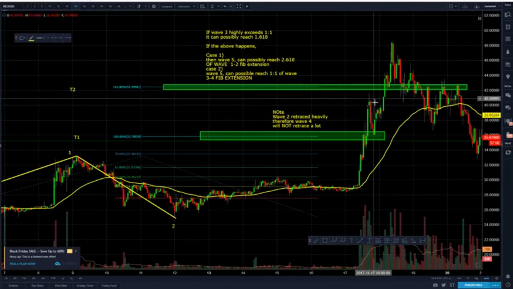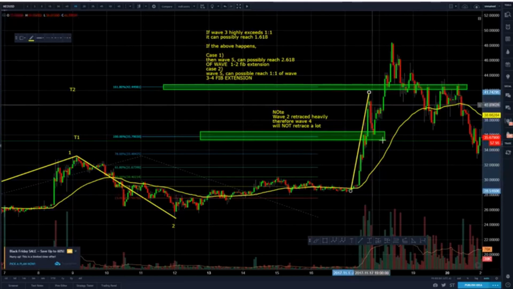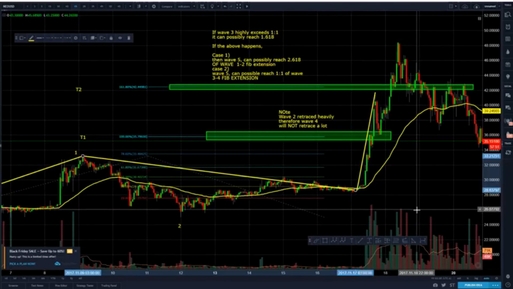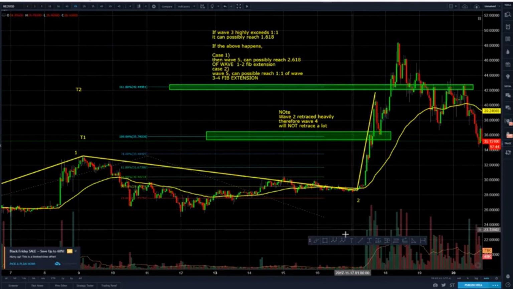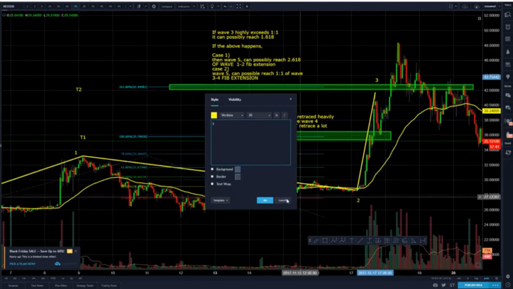So I would have missed catching that top there, but that's okay. Now I know that this is basically wave 3. This is wave 2 that finished right here. This is 2, and now I know this is wave 3. Now we're going to refer back to some of our rules.